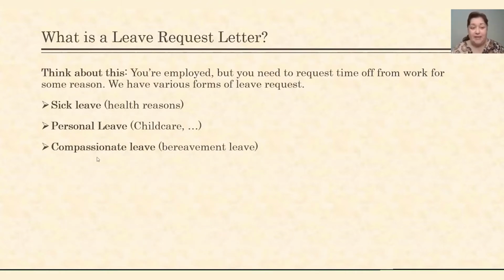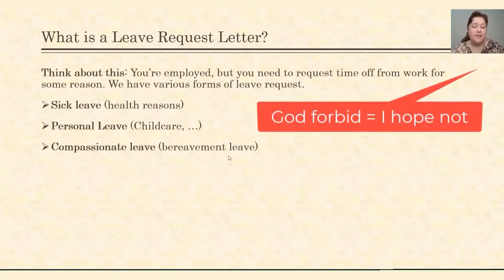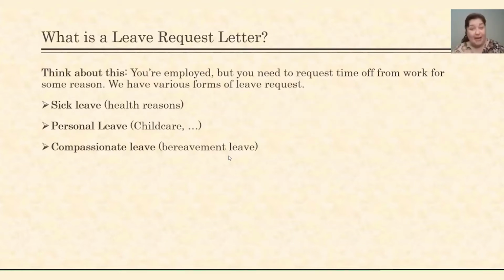Another type of leave is a compassionate leave. Compassionate leave. This is when, God forbid, you have lost somebody very close to you, unfortunately, has died, and because of that, you want to request leave from work. We also call it bereavement leave. Bereavement. Okay, so that's the type of leave you want to request if one of your loved ones dies.